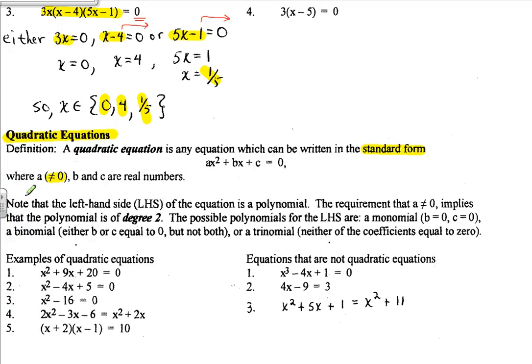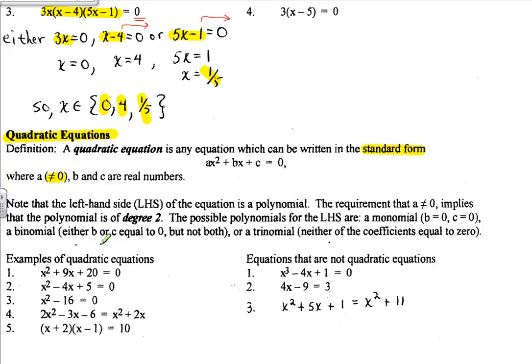So, as it says right in here, note that the left-hand side of this equation right here is a polynomial. Well, is it a monomial, binomial, or trinomial? That's going to depend on the numbers a, b, and c. First of all, it's a monomial if b is 0 and c is 0. Then I would just have the expression ax squared equals 0. So the left-hand side would just be a monomial.